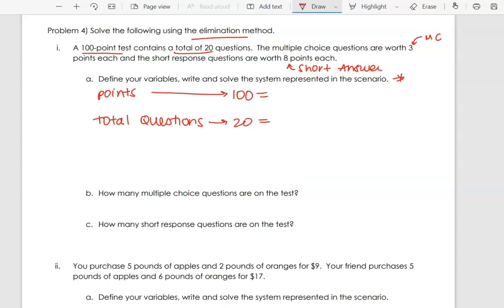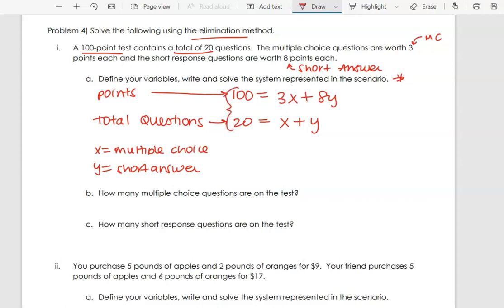And then I'm going to think about the types of questions. So I know there are multiple choice questions, and then there are short answer questions. And right away, that kind of gives me my variables. X is multiple choice, and Y is short answer. And then in terms of points, we know 3 points for each multiple choice and 8 points for each short answer. Okay, and right there is my system.